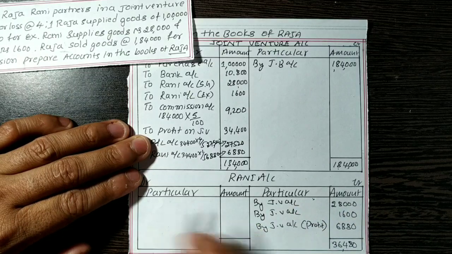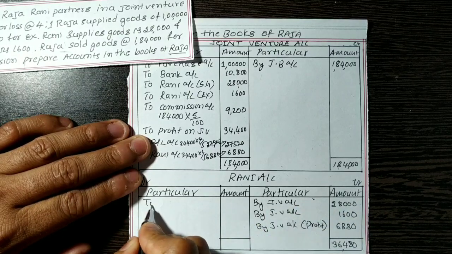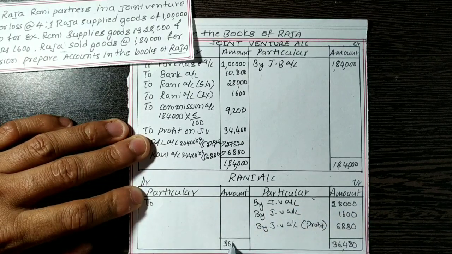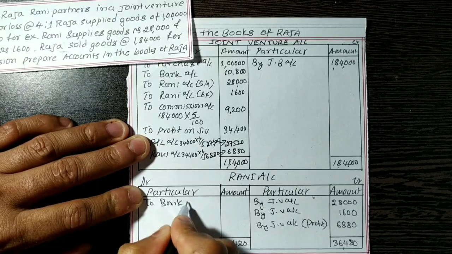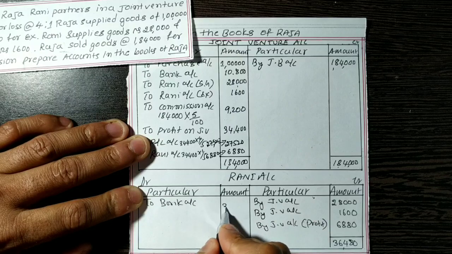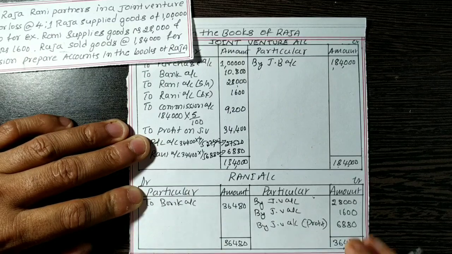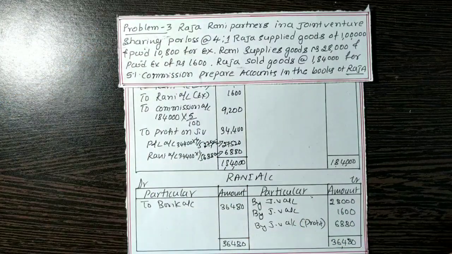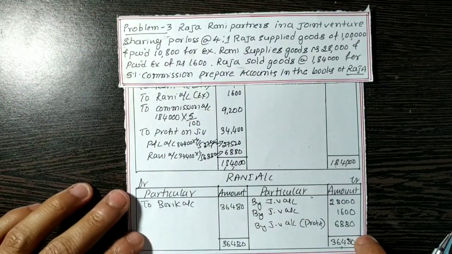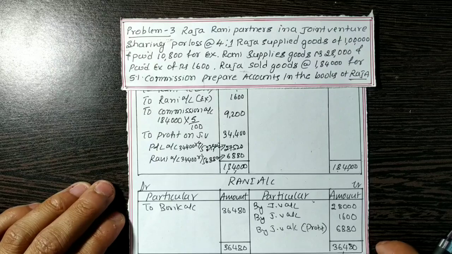No entry regarding the debit side of Rani account in the books of Raja. So the ultimate balance should be transferred to Bank Account, that is 36,480. This is the simple problem of Raja and Rani in joint venture method 2.